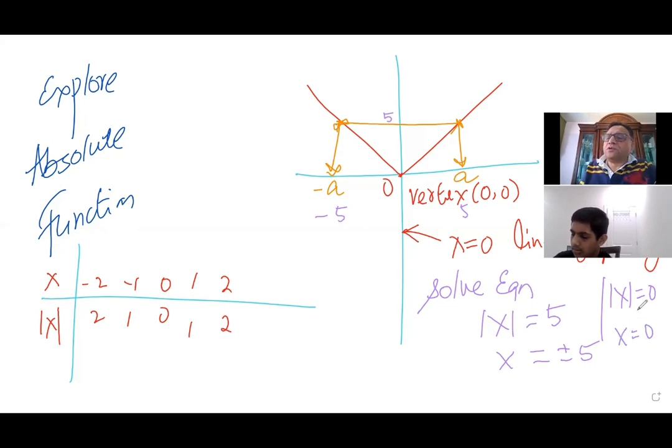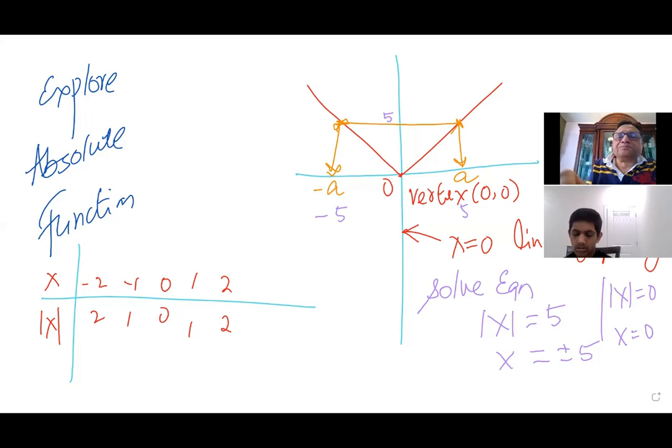Absolute value could also have infinite solutions or no solution. Can you give me an equation which will have infinite solutions or no solution? For infinite, couldn't you do x equals infinity, absolute value of x? So infinite solutions, it will never have, because solution really means what?